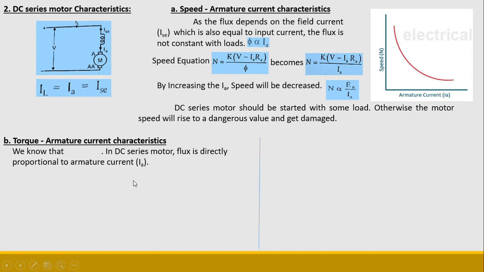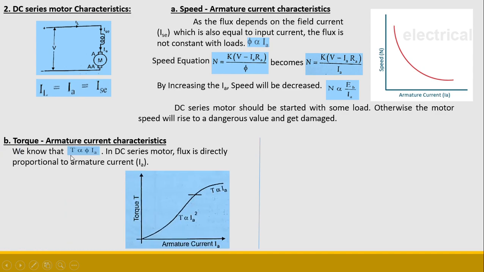Then torque versus armature current characteristics. We know that T is directly proportional to flux and armature current. In a DC series motor, flux is directly proportional to armature current, as we discussed in the previous case. Look at the graph. In the x-axis we have taken armature current, in the y-axis we have taken torque.